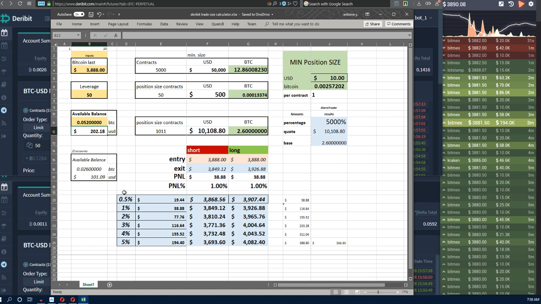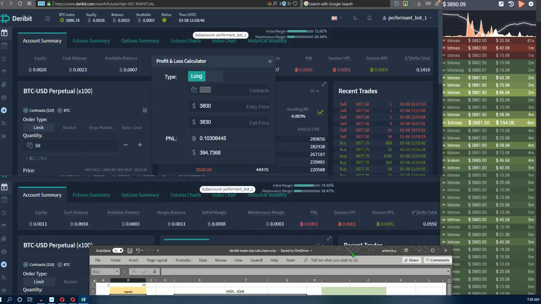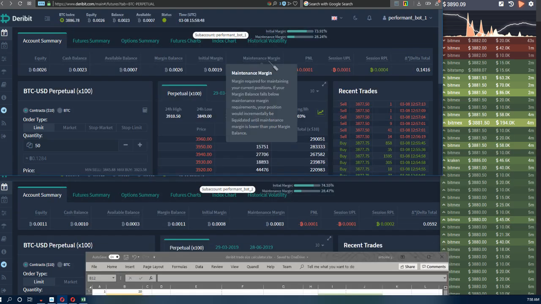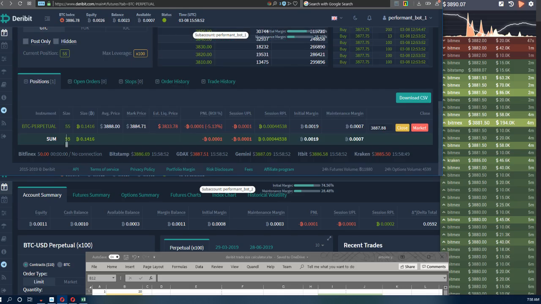We wanted to see what the percentages were, me personally and some of my team members. So I have a long position on right now. Let's go look at it. Where's that? I've got 55 contracts, right? This is a result of having $10 in the account, right?